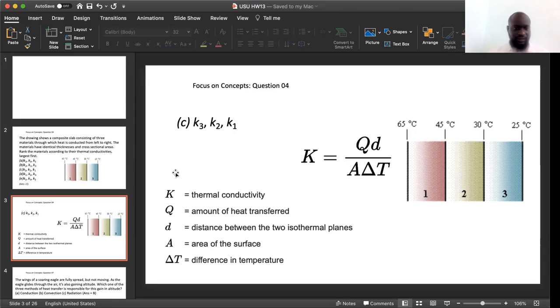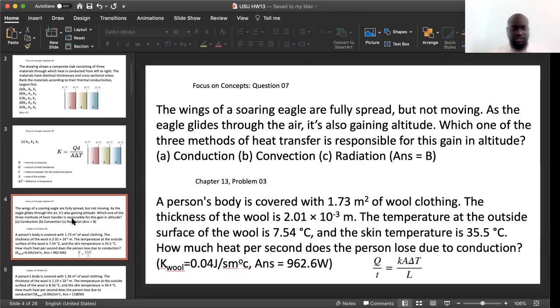Okay. Then the next question, focus on concept question 07, says the wings of a soaring eagle are fully spread but not moving. As the eagle glides through the air, it's also gaining altitude. Why is it gaining altitude? Because of the air currents, which are going upward. Those air currents move through air particles through what we call convection. So those convection currents are what cause it. So the answer is B, not conduction and not radiation.